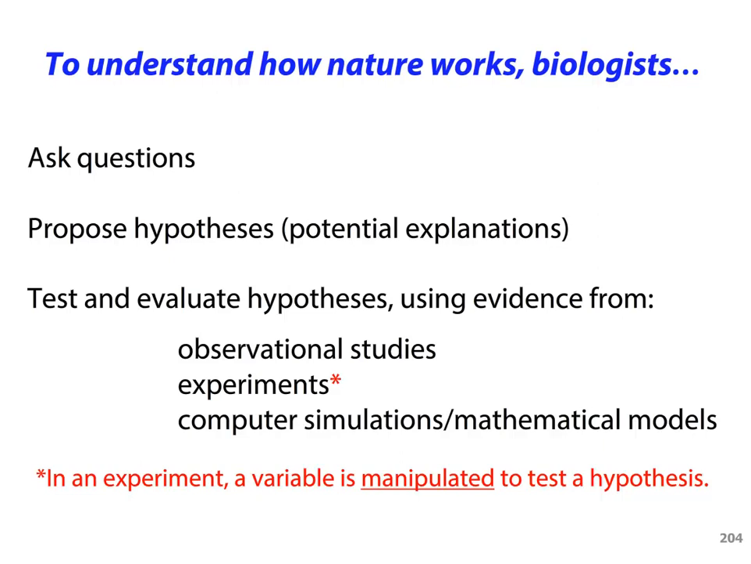Now, in order to figure out how nature works, and figure out what's going on around us, we ask questions. That's the first step. The first step to the scientific method is to ask questions. You should write that down too, okay? The second step is to propose a hypothesis. Now, hypothesis is generally a potential explanation. And once again, what does a hypothesis have to be? You should be able to tell me.